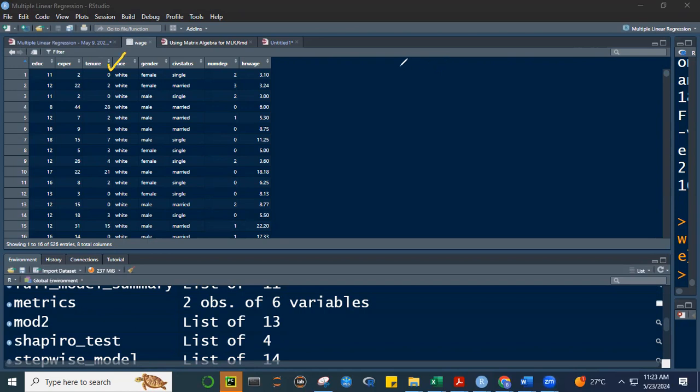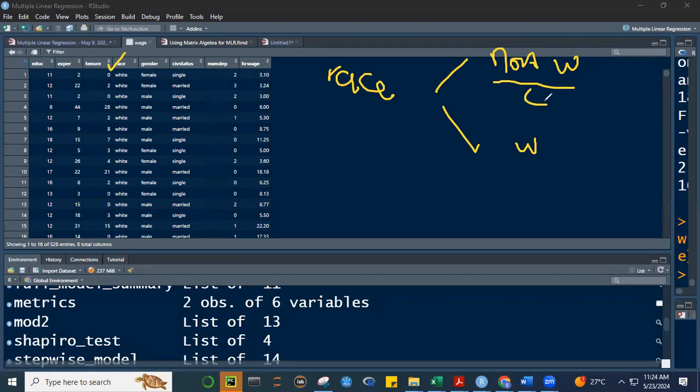R will take a look at the different levels of race. We know that there are two, non-white and white. R will default to what appears first alphabetically. Even if white appears first chronologically, alphabetically non-white is first. So R will make this the benchmark reference. We call it the benchmark.